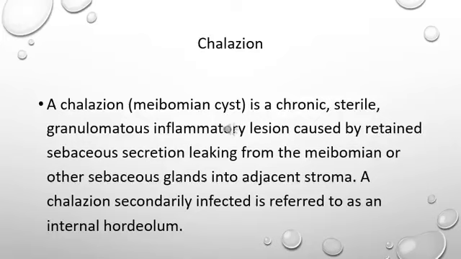As an example of a benign nodule or cyst, we'll talk about the chalazion, which is a meibomian gland cyst. It is a chronic sterile granulomatous inflammatory lesion caused by retained sebaceous secretion leaking from the meibomian or other sebaceous gland into the adjacent stroma. When a chalazion is secondarily infected, it is referred to as an internal hordeolum. On histology, it shows a lipogranulomatous inflammatory reaction containing epithelioid histiocytes, multinucleated giant cells, and plasma cells.